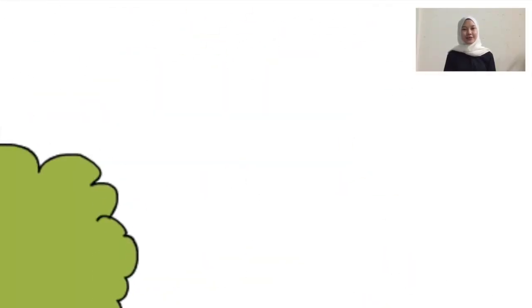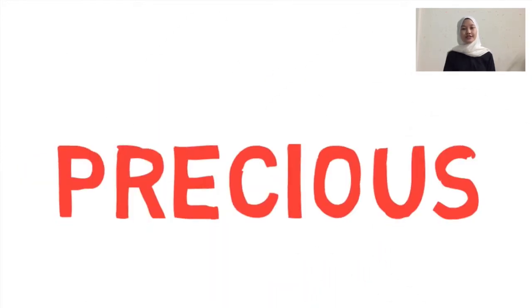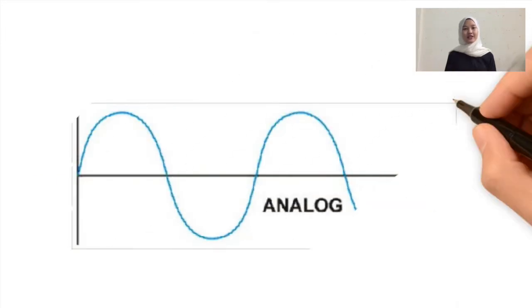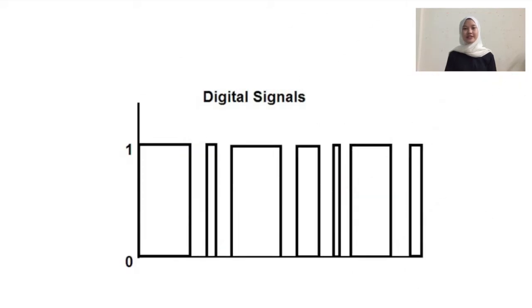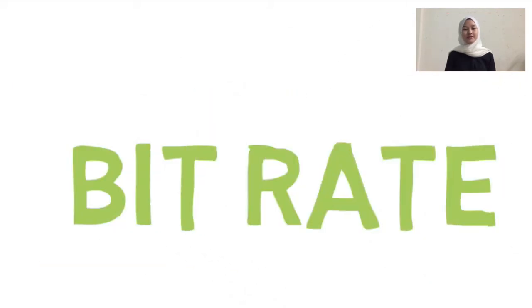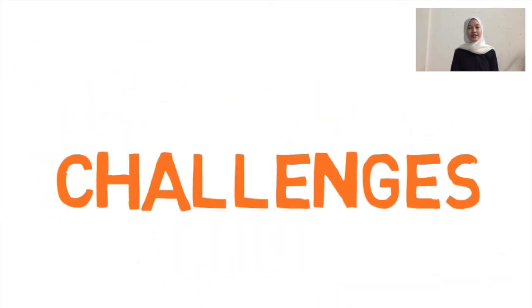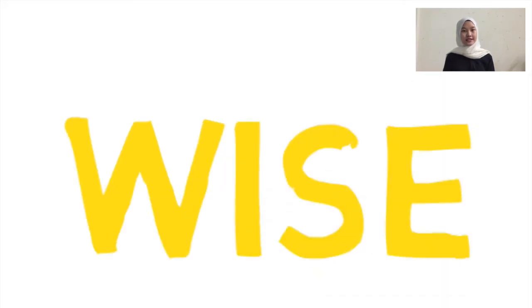In real life, we have links with limited bandwidth. Bandwidth is the most precious resource in data communication. In an analog signal, bandwidth is the range of frequency, while in a digital signal, bandwidth is the bit rate. The wise use of bandwidth has always been the main challenge in electronic communication. But the word wise depends on the application.